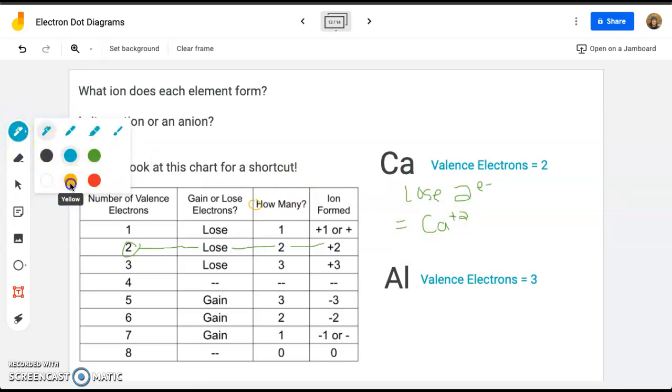Let's do yellow here. All right, so what about aluminum? We've got 3 valence electrons. So we want to lose 3 to become stable. So to write that, I would put the symbol Al and then up on top +3.